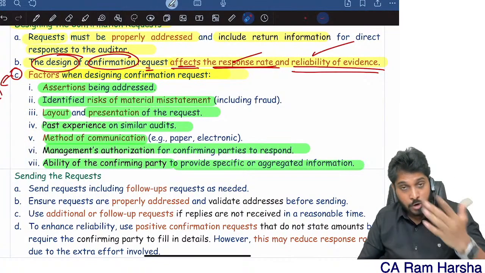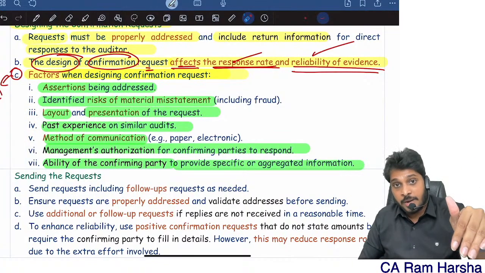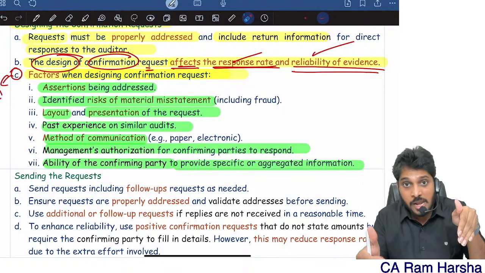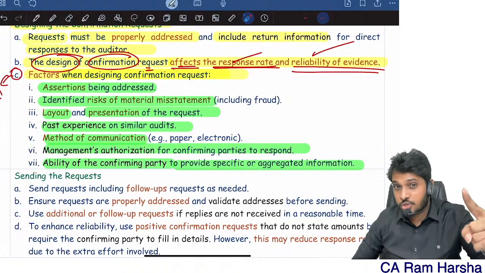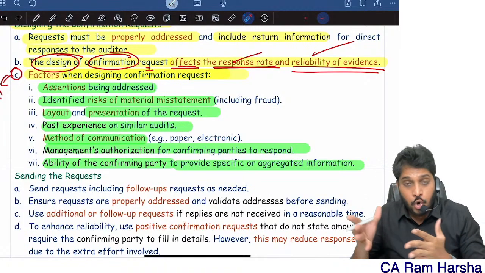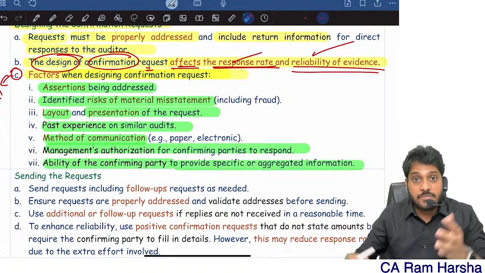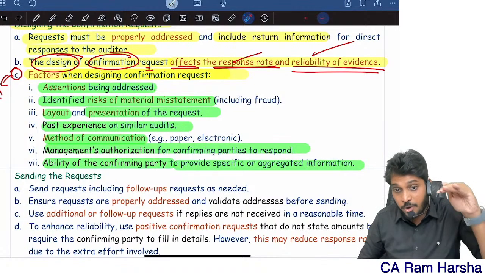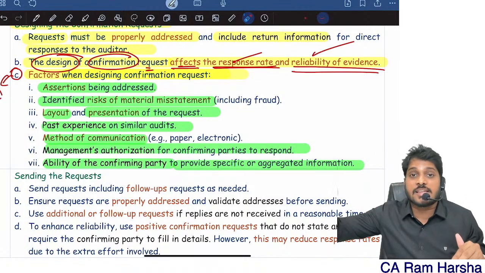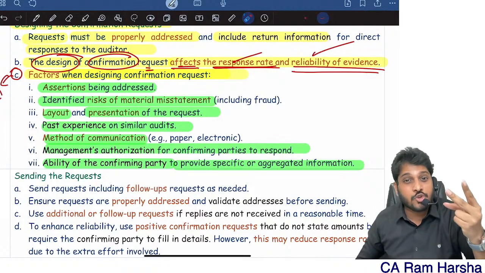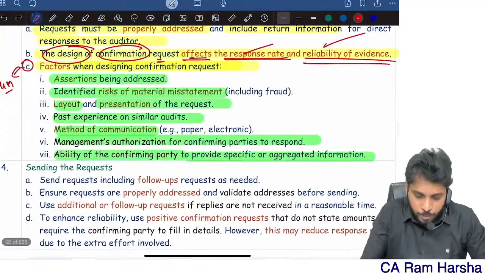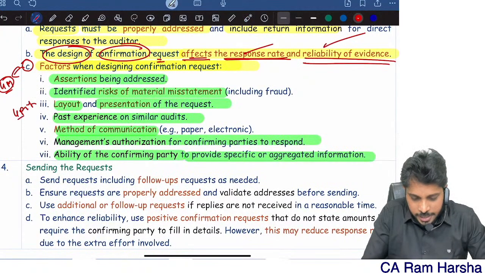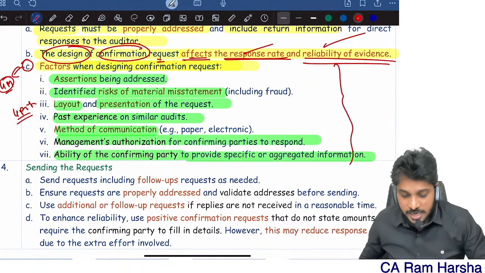You may use a positive format or negative format. Within the positive format, you may put a blank and ask them to fill, or you mention the amount and ask them to respond yes or no. All these points you should keep in mind. If you are checking overstatement, there is a way to ask. If you are worried about the risk of understatement, there is a way to design the request. So there are many elements to consider when designing the confirmation request. These are the factors. A 4-mark question may be asked, where any 4 points you need to write. A straight question like this can be asked.